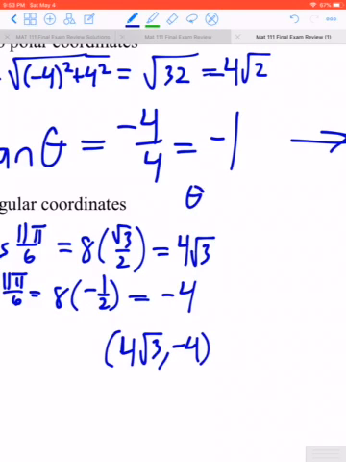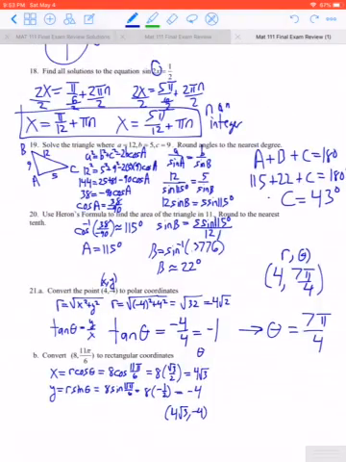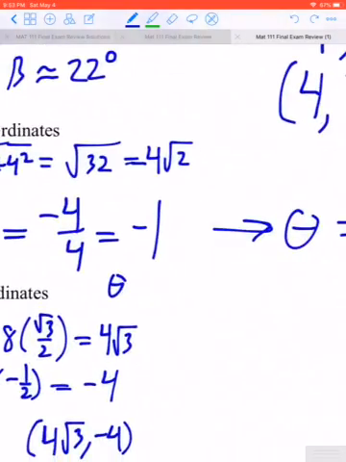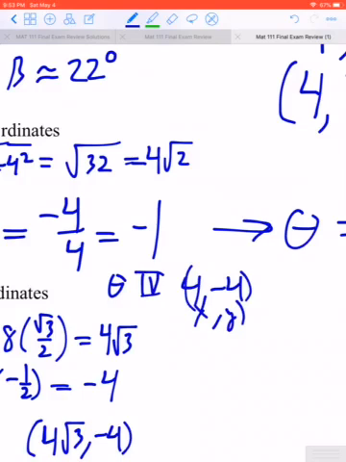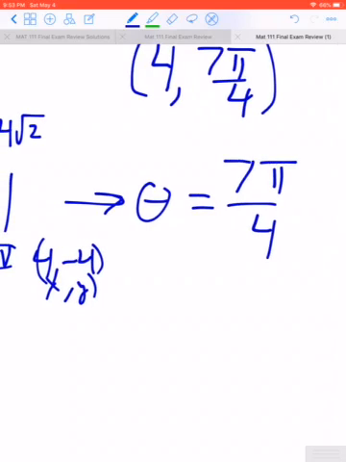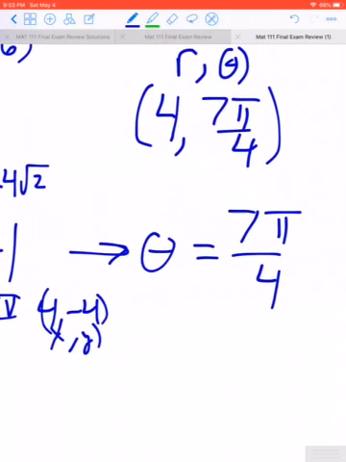And if you go back to the original ordered pair, remember this was the point 4 comma negative 4. This would be an angle that lies in quadrant 4. The angle in quadrant 4, whose tangent would be equal to negative 1, would be the angle 7 pi over 4. So now that we know r, we know theta, we have our polar point. It's going to be the ordered pair 4 radical 2 comma 7 pi over 4.